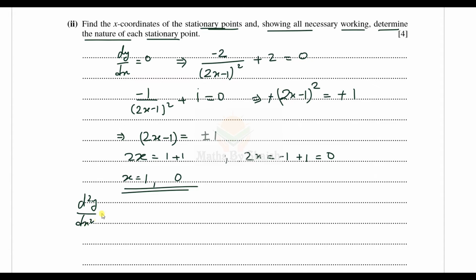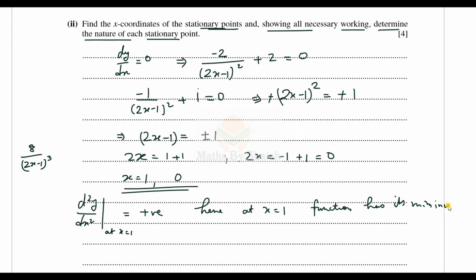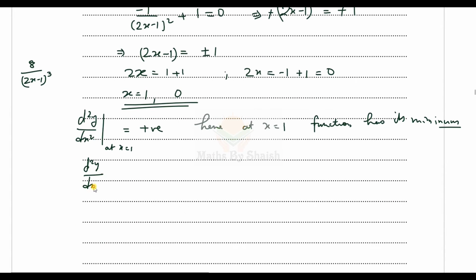So d2y over dx square at x is equal to 1. So what was d2y over dx square? It was 8 over (2x minus 1) to the power 3. So at x is equal to 1 it is going to be 2 minus 1, that is 1. 1 cube is 1, so it is positive. Hence at x is equal to 1, the function has its minimum value, and d2y over dx square at x is equal to 0 we'll get 8 over (0 minus 1), that is minus 1, whole cube is minus, so it is going to be negative. Hence at x is equal to 0, the function or graph has its maxima.